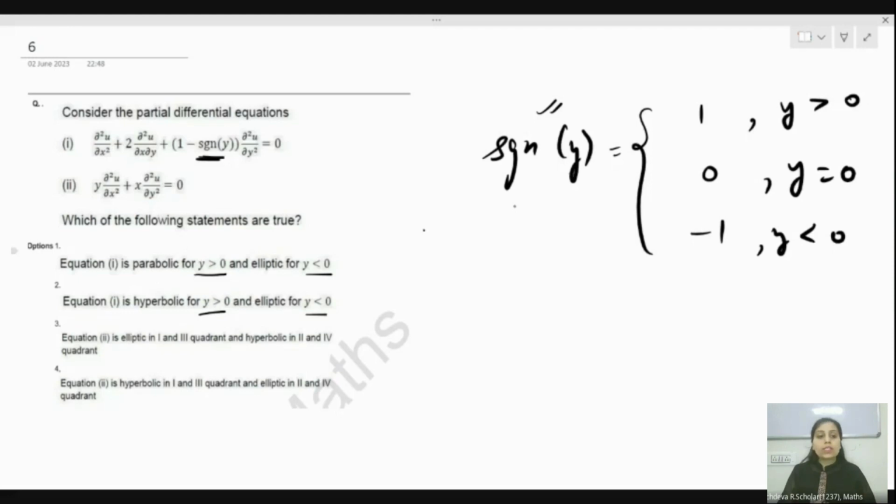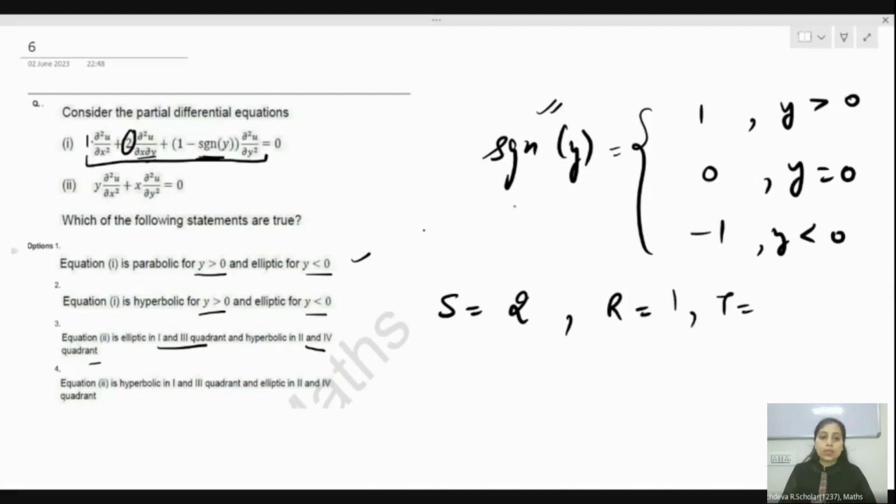And equation second has a restriction on the first and third quadrant, second and fourth quadrant. So let's deal with them one by one. First take equation number first. In equation number first, S is the middle part, the coefficient of ∂²u/∂x∂y, which is 2. R is the coefficient of ∂²u/∂x², that is 1, and T is equal to 1 minus signum y.